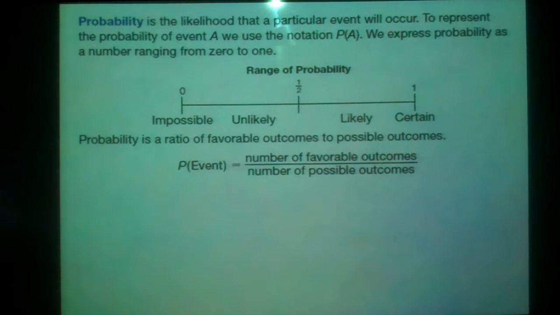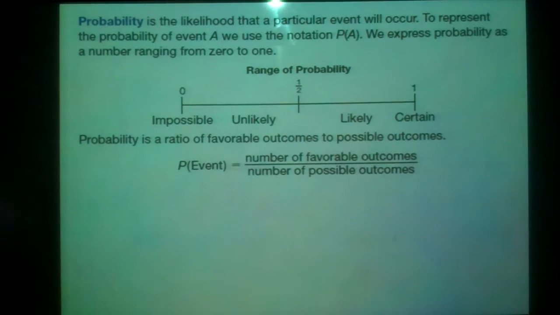Alright, so first of all, here's our definition. Probability is the likelihood that a particular event will occur. And to express the probability of event A, we would use this notation P of A. This basically says the probability of event A happening. So you're going to see me use that notation quite a bit. And we can express probability as a number ranging from 0 to 1.